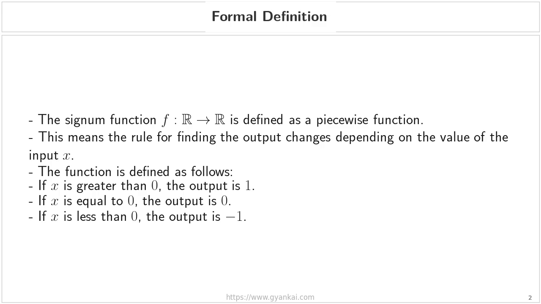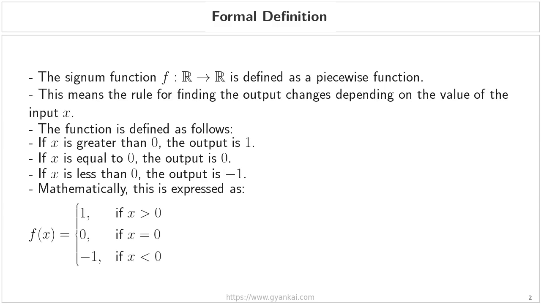First, if our input x is greater than 0, the output is always 1. Second, if our input x is exactly equal to 0, the output is 0. And finally, if our input x is less than 0, the output is negative 1. To put this all together in a single mathematical expression, we write f of x equals a large bracket, where we list our three cases: 1 if x is greater than 0, 0 if x equals 0, and negative 1 if x is less than 0. As we will see in the next slide, there is actually another clever way to write this using absolute values, but for now, just focus on this three-part rule.